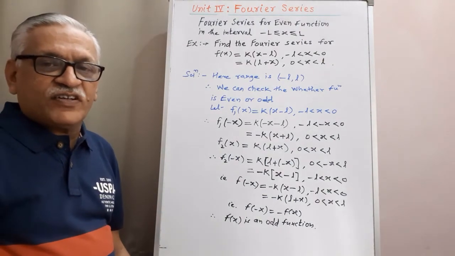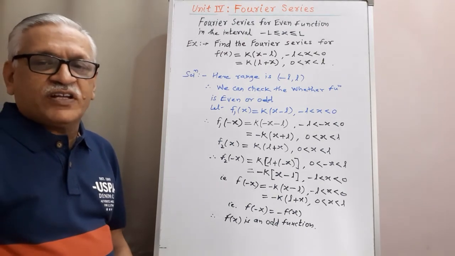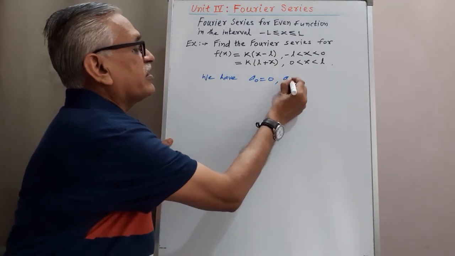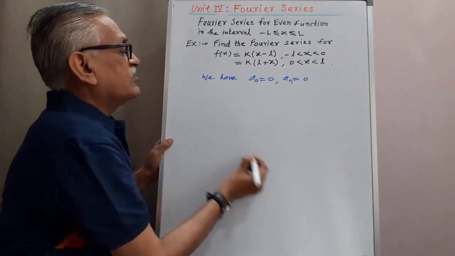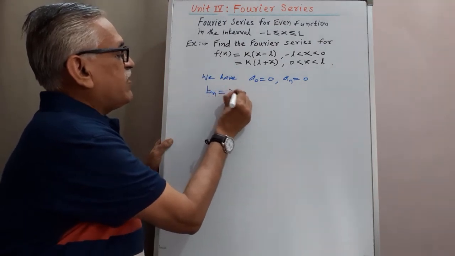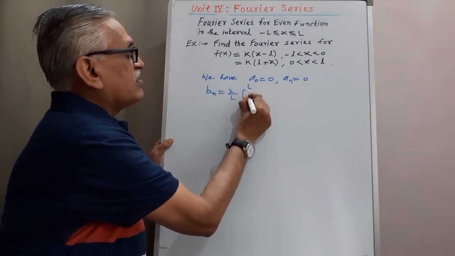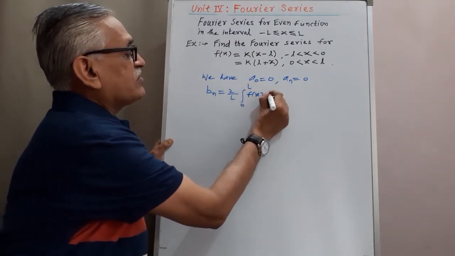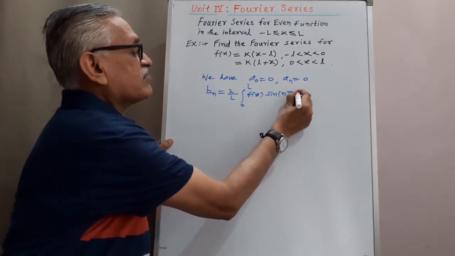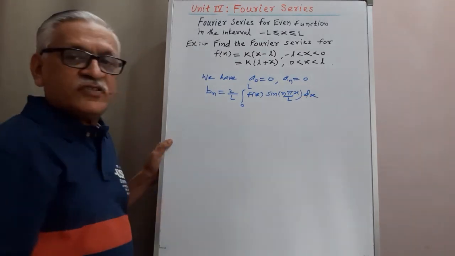And as it is an odd function, a0 is 0, an is 0, we require to find only bn. a0 is 0, an also 0, and bn is given by 2/L times the integration from 0 to L of f(x) sin(nπx/L) with respect to x.